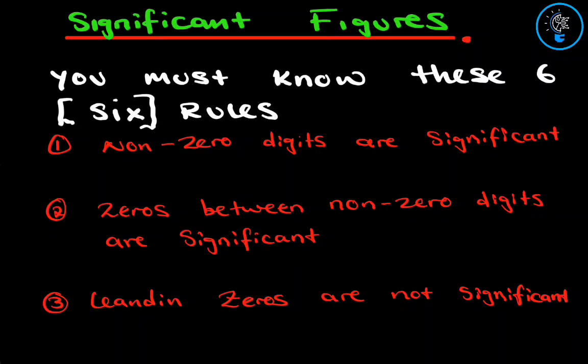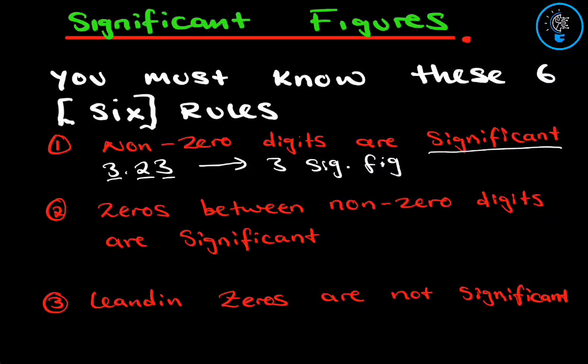So we have our first law, which is non-zero digits are significant. What this means is that if you have a number like 3.23, we can say this one has 3 significant figures. The reason why is because we have 3 non-zero digits. So non-zero digits, don't forget they're what? They are significant.